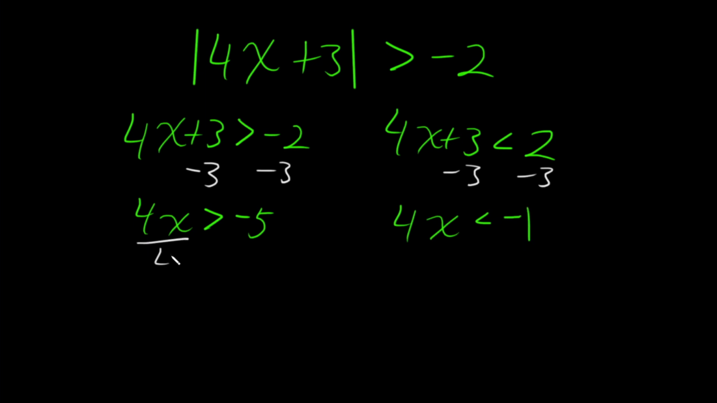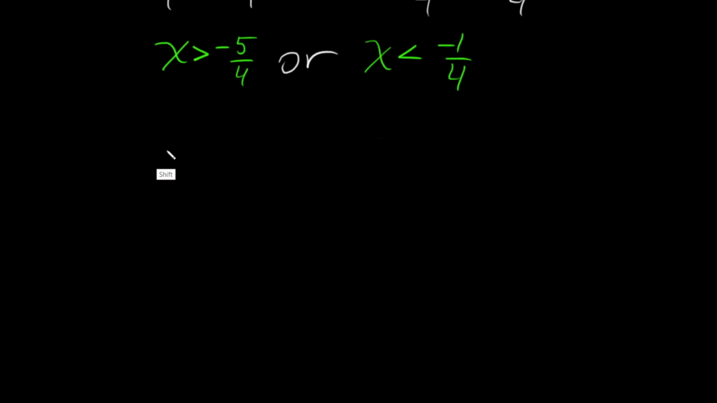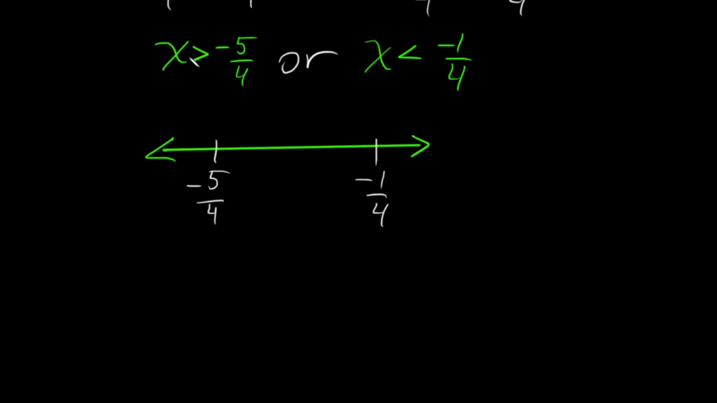We'll divide both sides by 4. Now we have x is greater than negative 5/4. Or, again, because we have greater than, x is less than negative 1/4. Now, if we graph this on the number line, we should notice something here. X is greater than negative 5/4, so open circle, and we're shading to the right. Or x is less than negative 1/4, open circle, shade to the left. But because it's or, there's nothing suggesting that we're going to stop at either number.